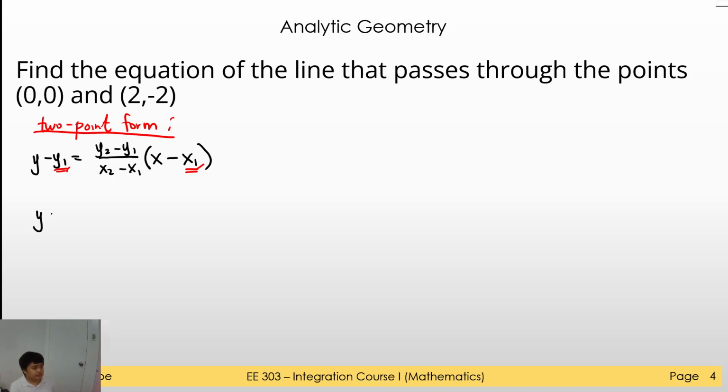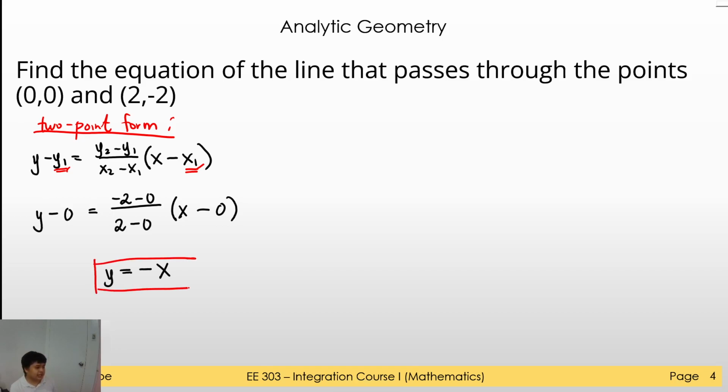So substituting the values, we have y minus 0 equals, so y2 here is negative 2, y1 is 0, so minus 0, and then x2 is 2, and then minus 0 again. And we have x minus x1, where x1 is 0. So we have to simplify this. We have negative 2 over 2, so this will be negative 1. So y equals negative x. Okay, so that will be your equation of the line. You can simplify this into its general equation: x plus y is equal to 0. So this will be your answer.